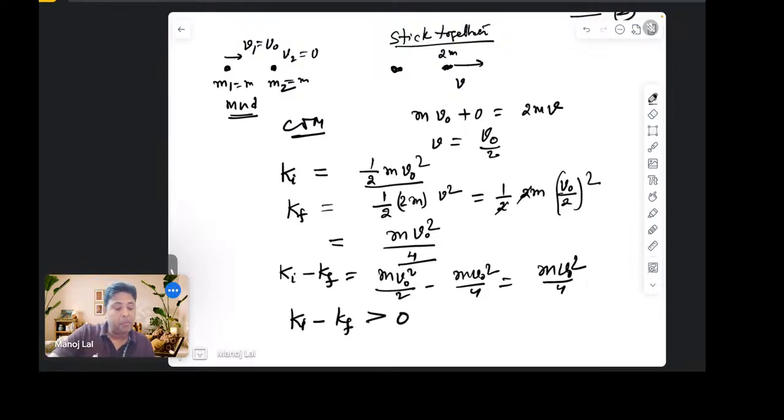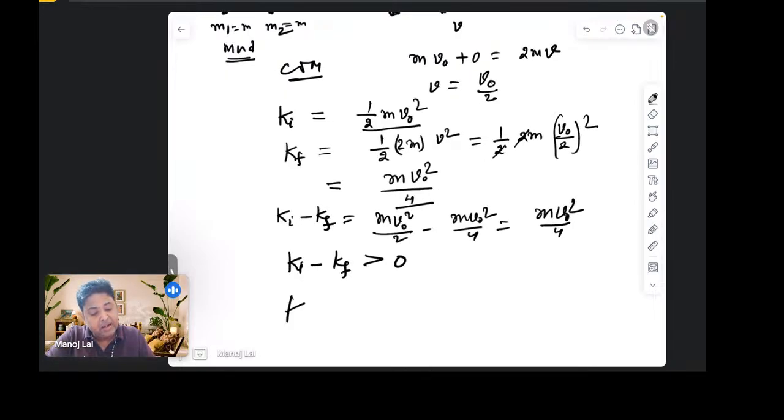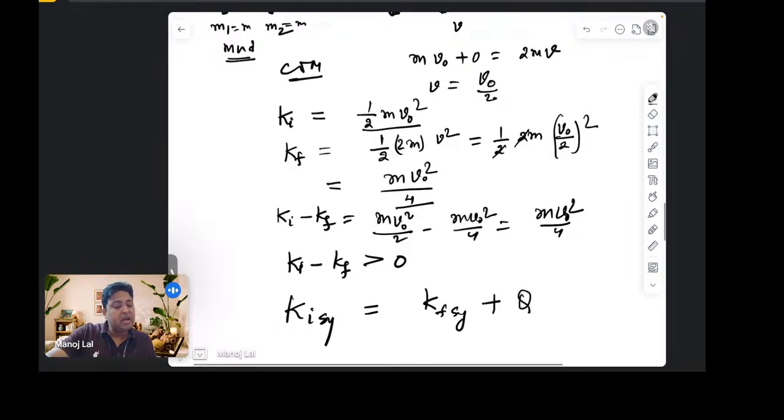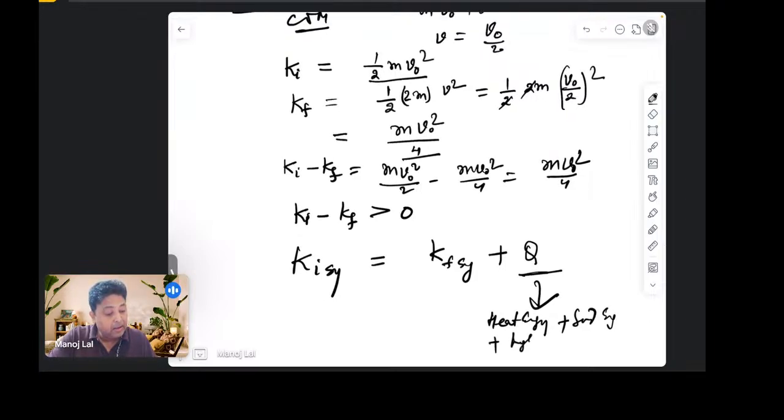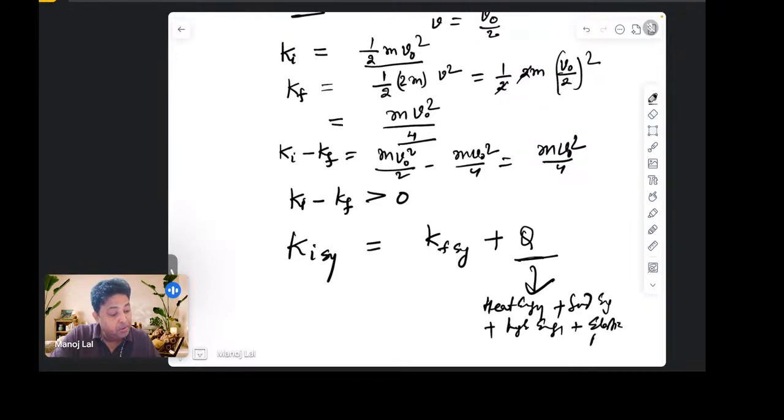Means K initial minus K final is greater than 0. It means I can say K initial of the system is equal to K final of the system plus Q. The kinetic energy which is lost is converted in the form of heat energy, maybe sound energy, maybe light energy, or maybe the elastic potential energy which is permanently stored in the system.